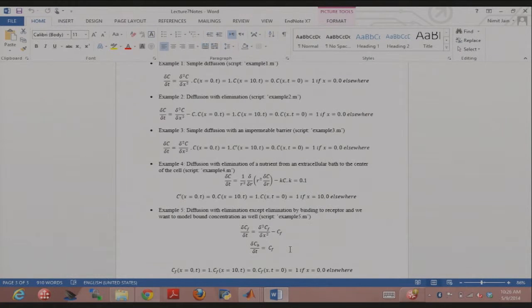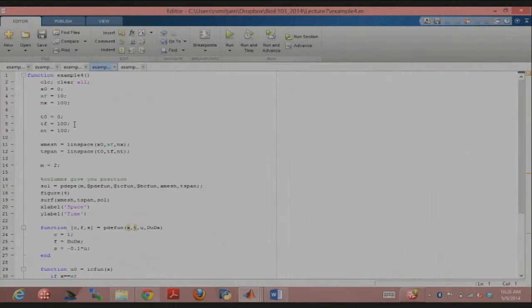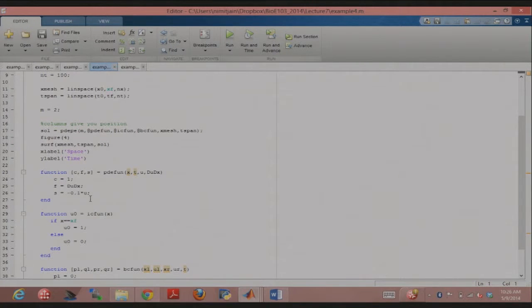The bath, yeah, so there's first-order elimination happening of a nutrient. Okay, so this is the partial differential equation, right? And so I have a specific value for the elimination constant. So again, how do we code this in MATLAB? Example four, so one change I've made is M is now 2 to represent spherical coordinates, right? And my PDE fun is similar to example 2, which was when we were looking at elimination.